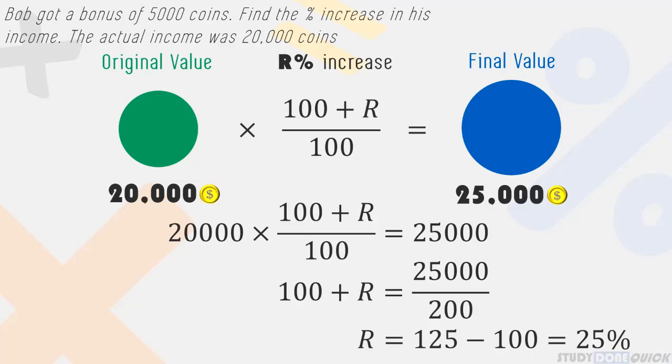So R is 25%. That means the original salary of 20,000 coins, which was 100 by 100 of itself, increased and became 125 by 100 of itself, which is 25,000 coins. Now, with all his extra coins, Bob decided to buy a bicycle for his son, Bob Jr. So he went to his friend, and that's our next scenario.